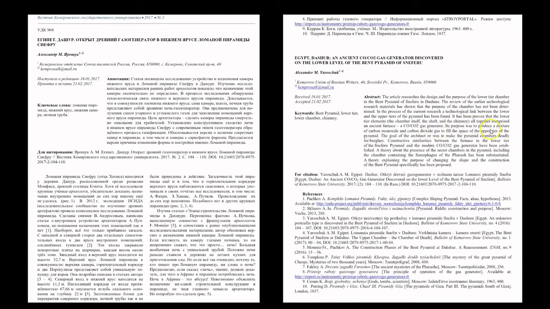Its purpose was to produce a mixture of carbon monoxide and carbon dioxide gas to fill the space of the upper tier of the pyramid. The goal of the architect was to make the pyramid chambers deadly for burglars. Constructive similarities between the furnace and the lower tier chamber of the pyramid of Seneferu and a modern CO2 gas generator have been established.